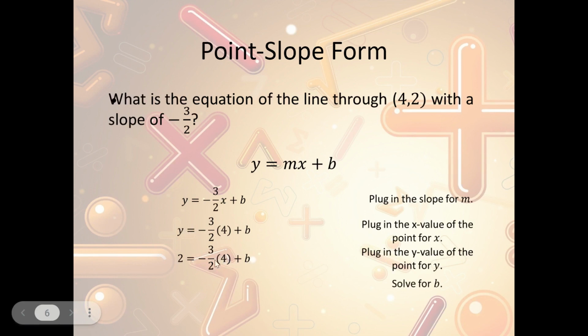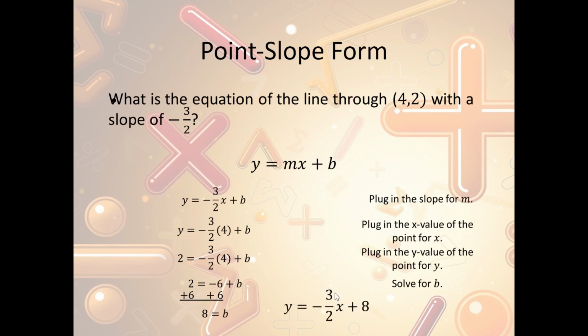Now we're going to go ahead and solve for b. So when we do this, we get negative 12 over 2, which is the same thing as negative 6. So 2 equals negative 6 plus b. We're going to add 6 to both sides to get rid of that 6, and we get 2 plus 6 is 8, so b is 8. Now we're going to plug that back in. So we get y equals, and we know that the slope is negative 3/2 times x, plus our y-intercept, which in this case is 8. So that goes there, and that's how we write the equation using point-slope form.